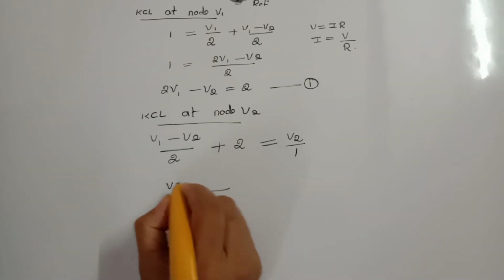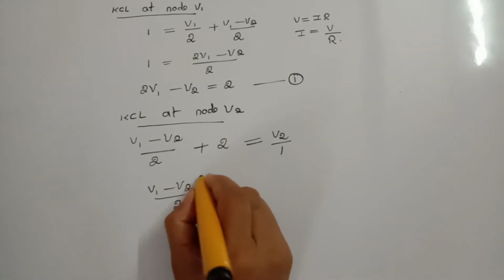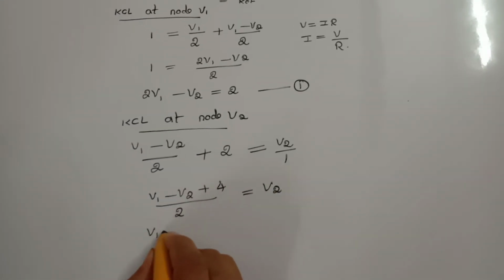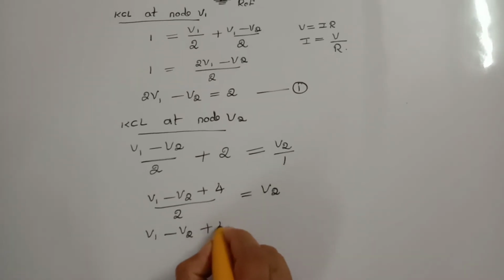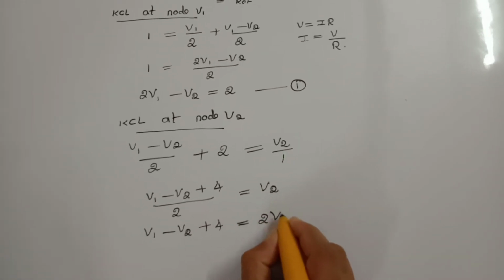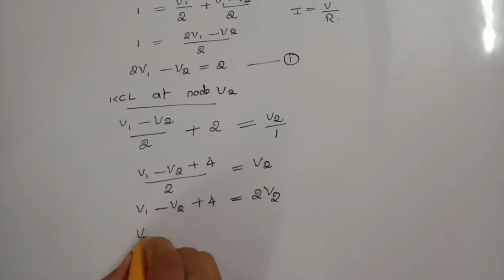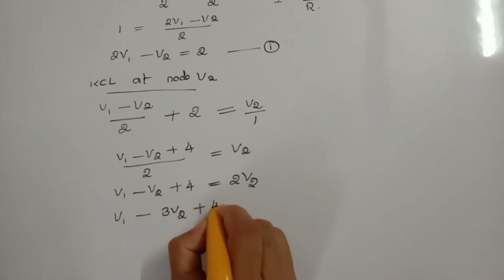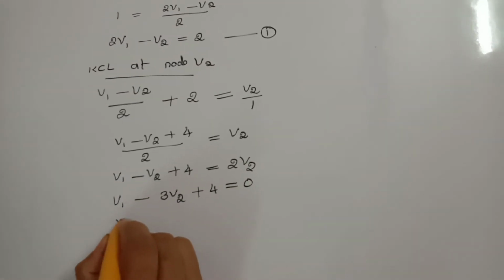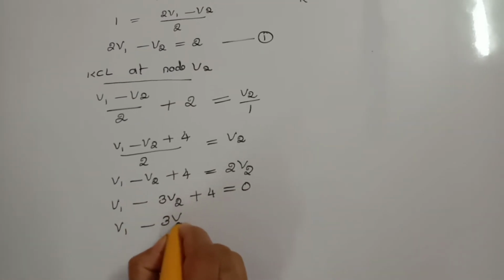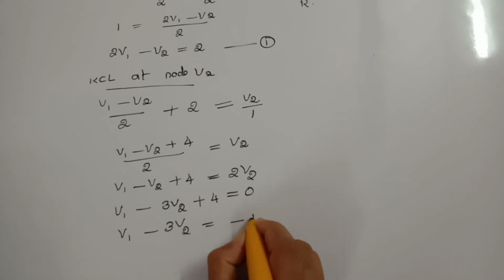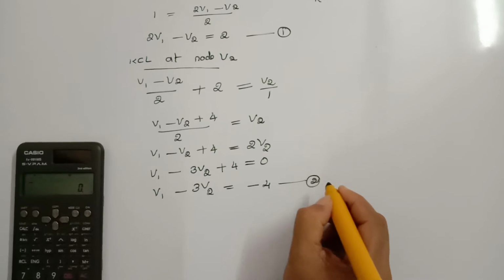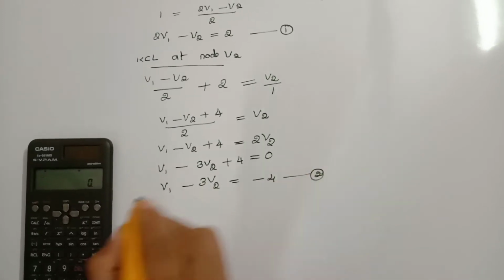So it is V1 minus V2 plus 4 is equal to V2, or it is V1 minus V2 plus 4 is 2 times V2. Take V2 this side, it becomes V1 minus 3V2 plus 4 is equal to 0, or we'll keep in the standard form V1 minus 3V2 is equal to minus 4. This is equation 2. Now we'll solve these two simultaneous equations.